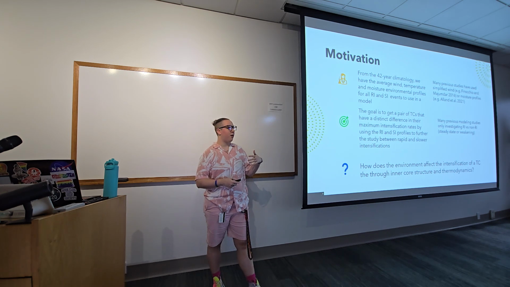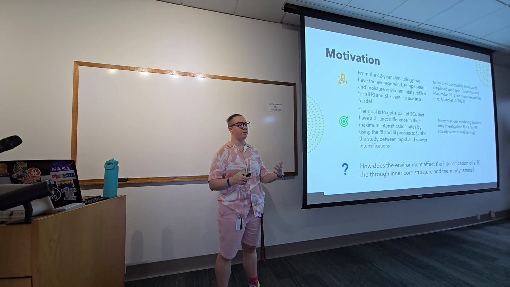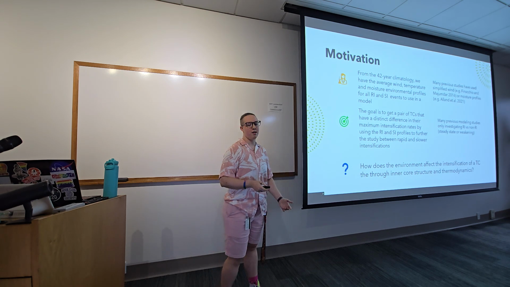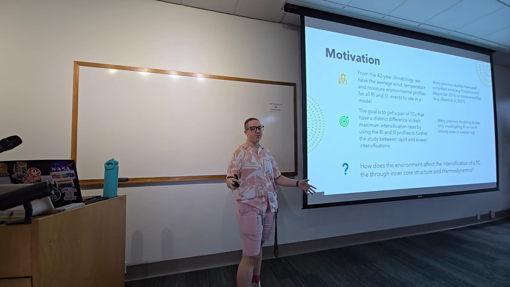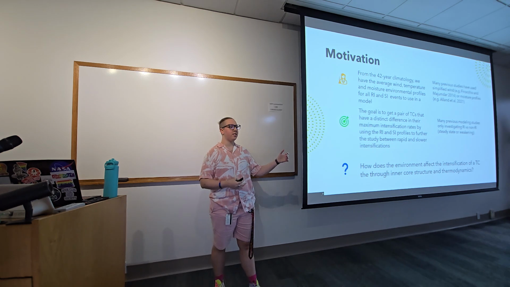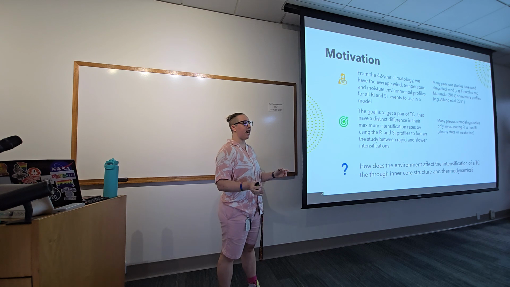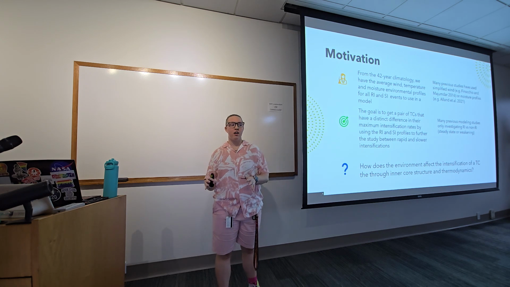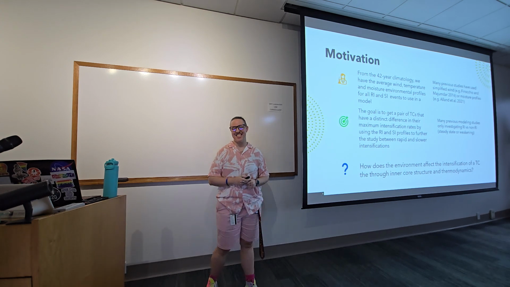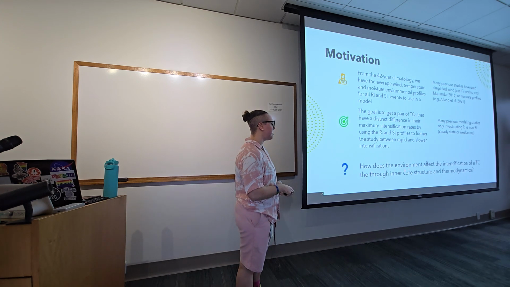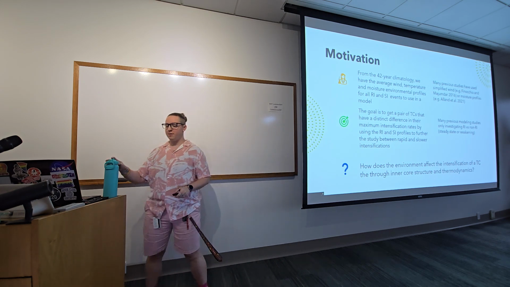And this is opposed to a lot of previous studies that use very simplified wind and moisture profiles, and so I'm going to actually be using what is observed in our atmosphere. And so the goal is to create a pair of TCs that have a distinct difference in their intensification rates by using these profiles from climatology. And a lot of previous modeling studies have only, once again, investigated RI versus non-RI in the model, and I will show you a little snippet of why that probably was. And basically the question here is, how does the environment affect intensification through inner-core structure and thermodynamics?